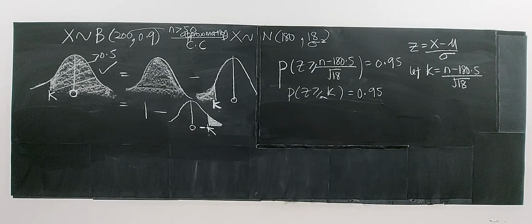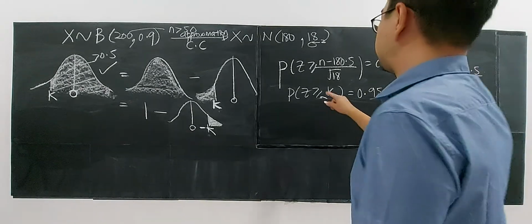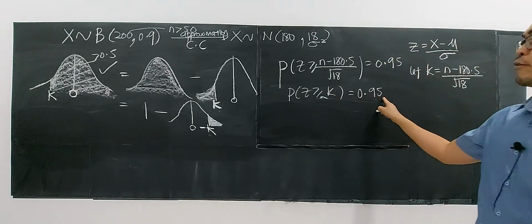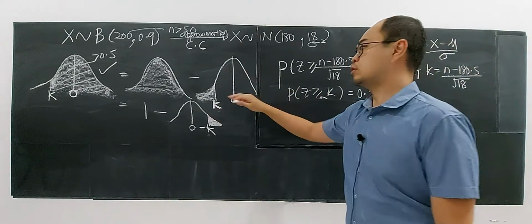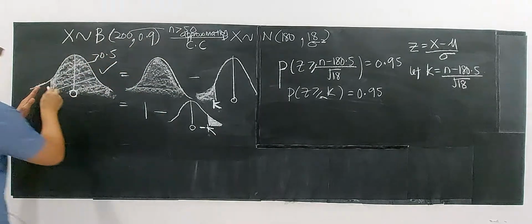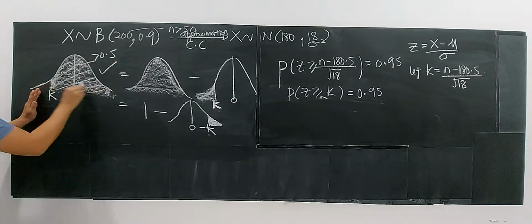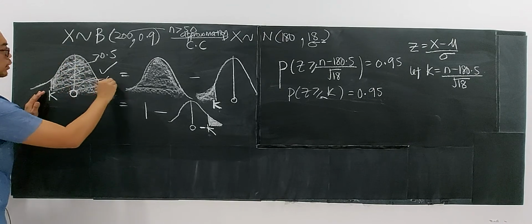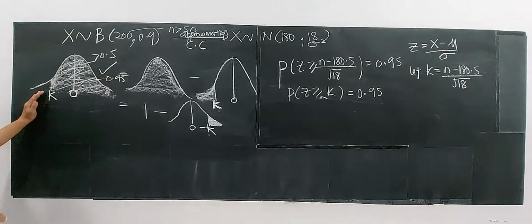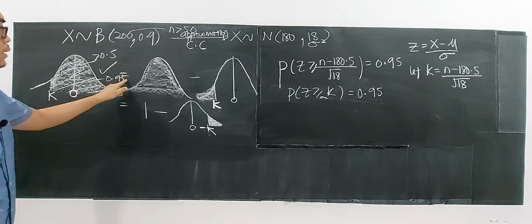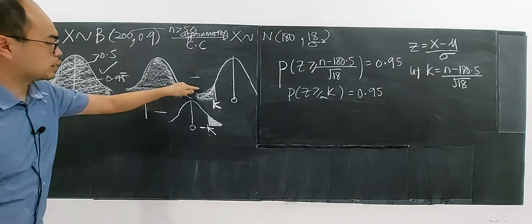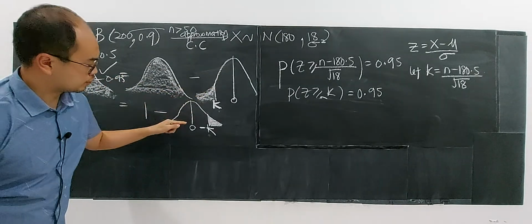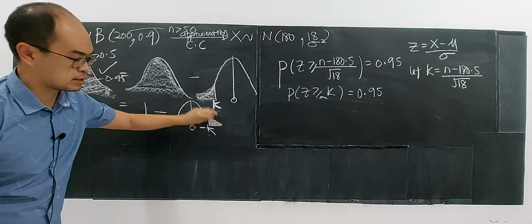All right, okay, now we know that P(Z > k) equals 0.95. After I illustrate, this is the meaning of P(Z ≥ k) and 0.95. The area now is 0.95, right? So it's the same as you taking 1 minus this one, and this one is the same as this one, right? The area will be the same, right?